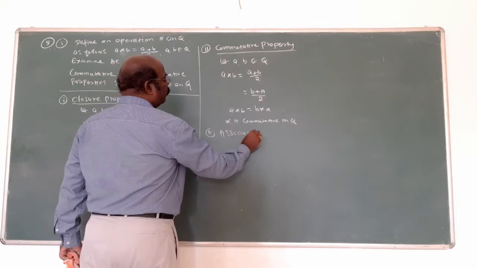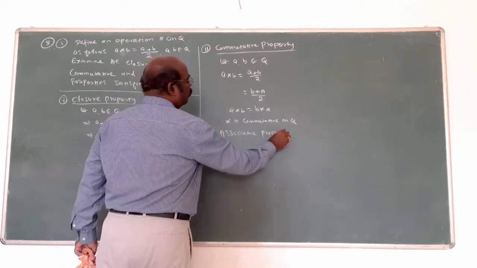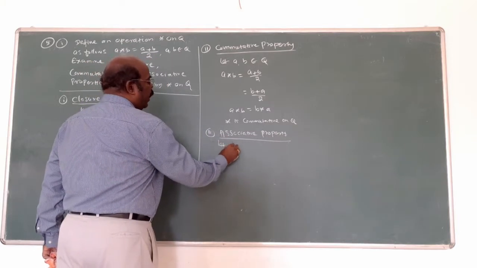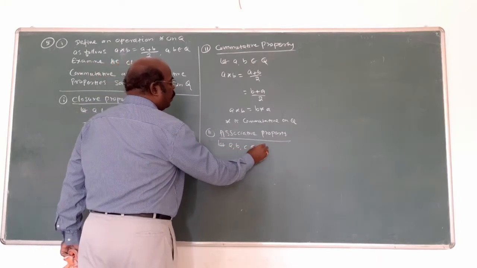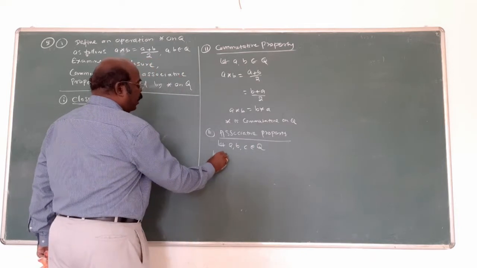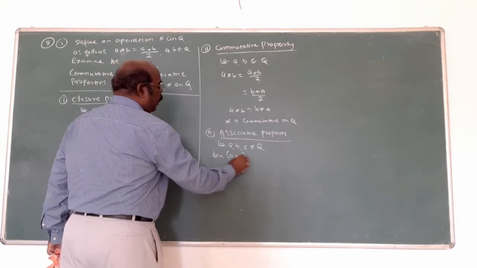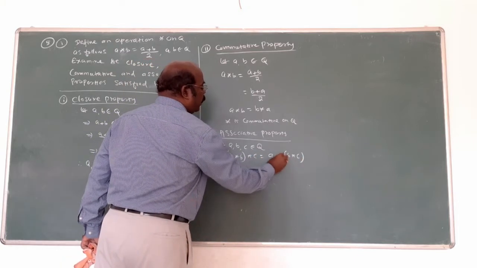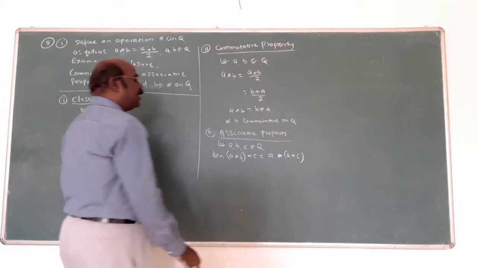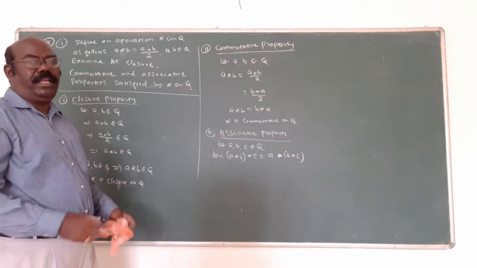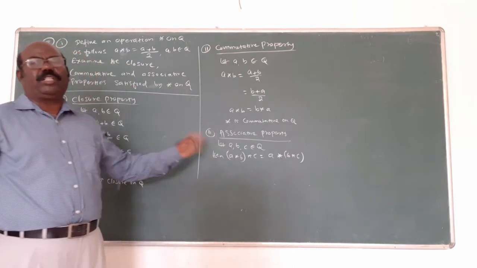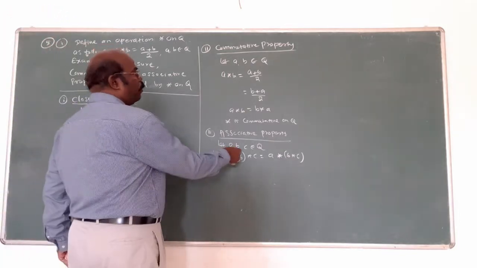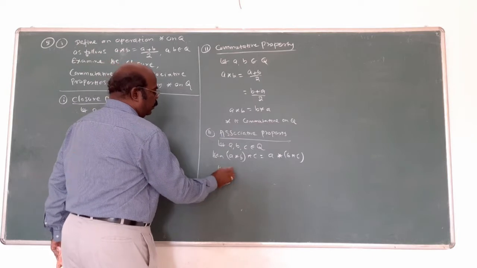Third one, associative property. A comma B comma C belongs to Q. Then you want to prove A star B star C equals A star B star C, with different groupings. Find LHS separately and RHS separately. If both are equal, the associative property is true, otherwise not. Now solve it.